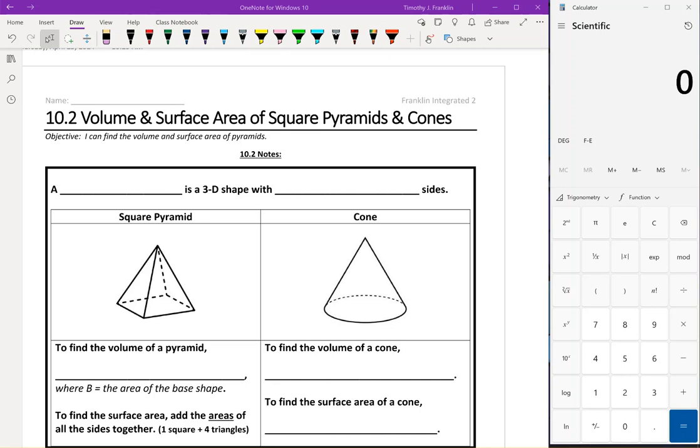All right, let's move on to another shape. In these notes, we'll be looking at pyramids and cones, specifically square pyramids and cones. And we're going to look at volume and surface area of those shapes.